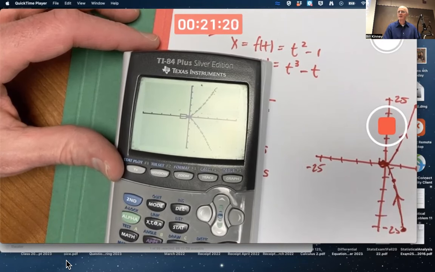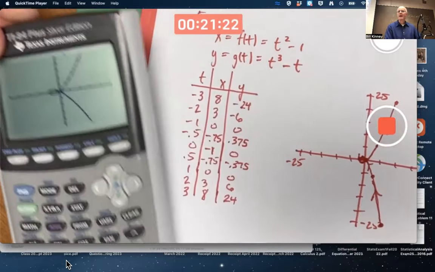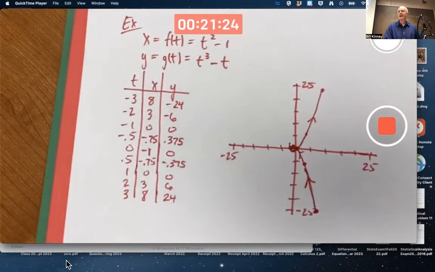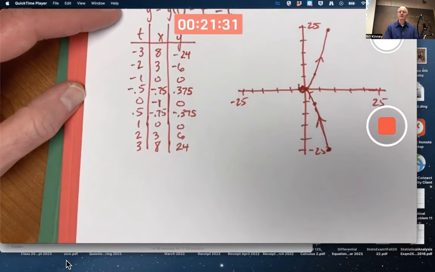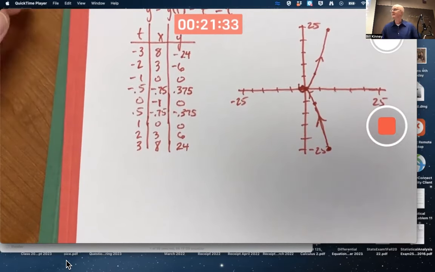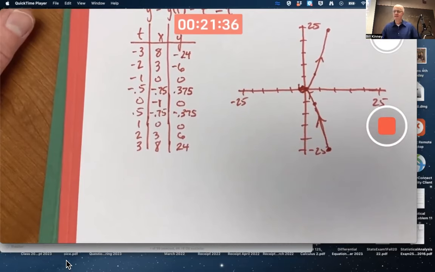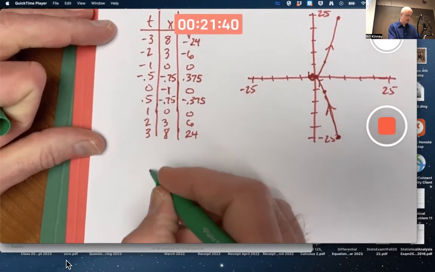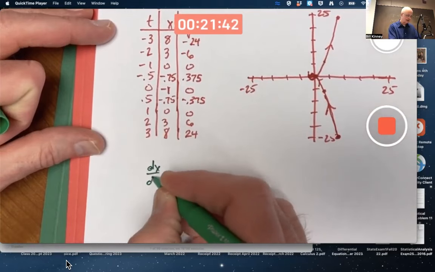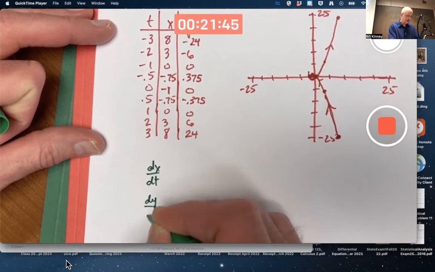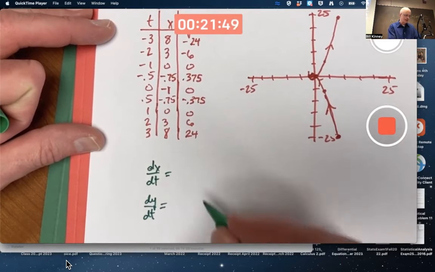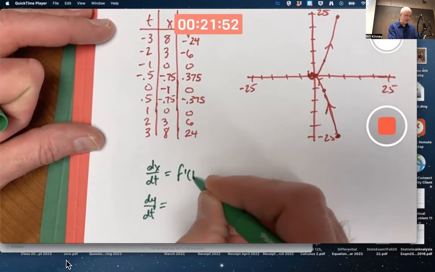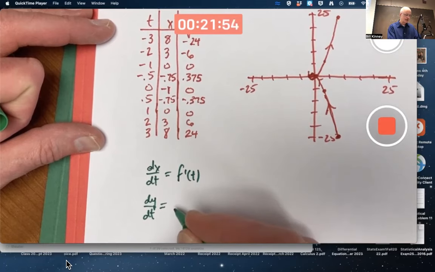So that's our first example of a parametric curve. What can we do with this besides plot points? Lots. One example of something we can do is we can find x and y components of velocities. I can find dx/dt and dy/dt. X is f of t, so dx/dt is f prime of t. Y is g of t, so dy/dt is g prime of t.